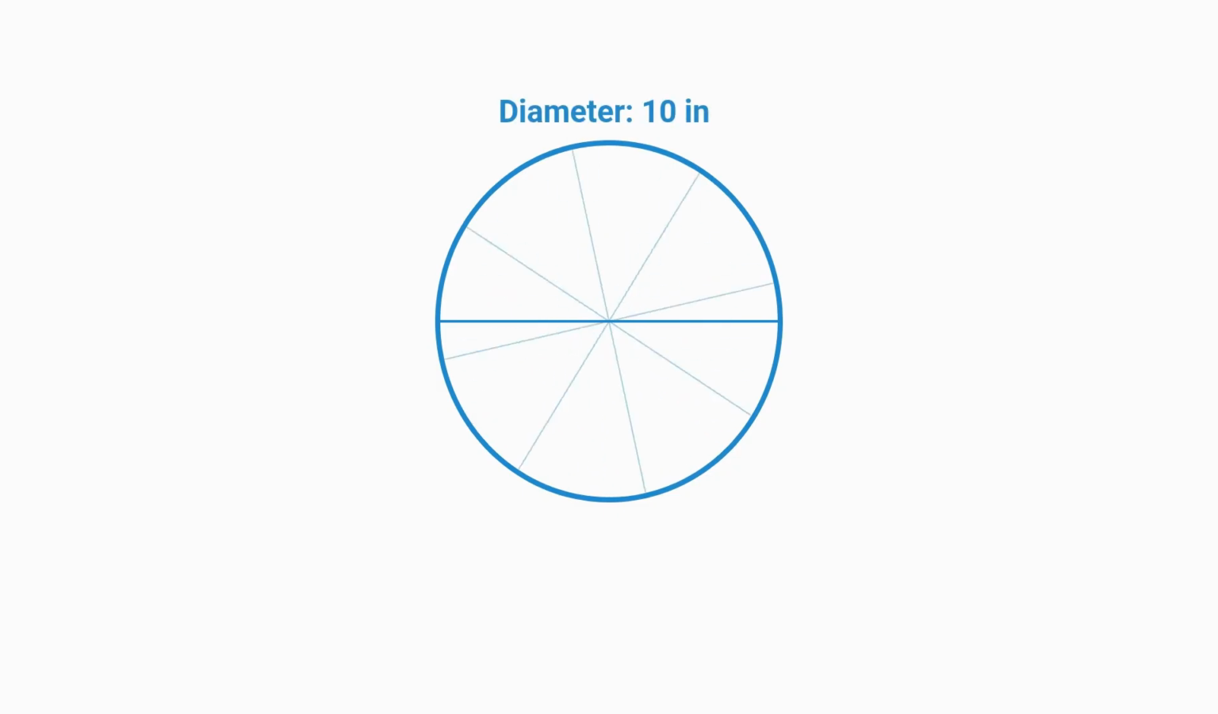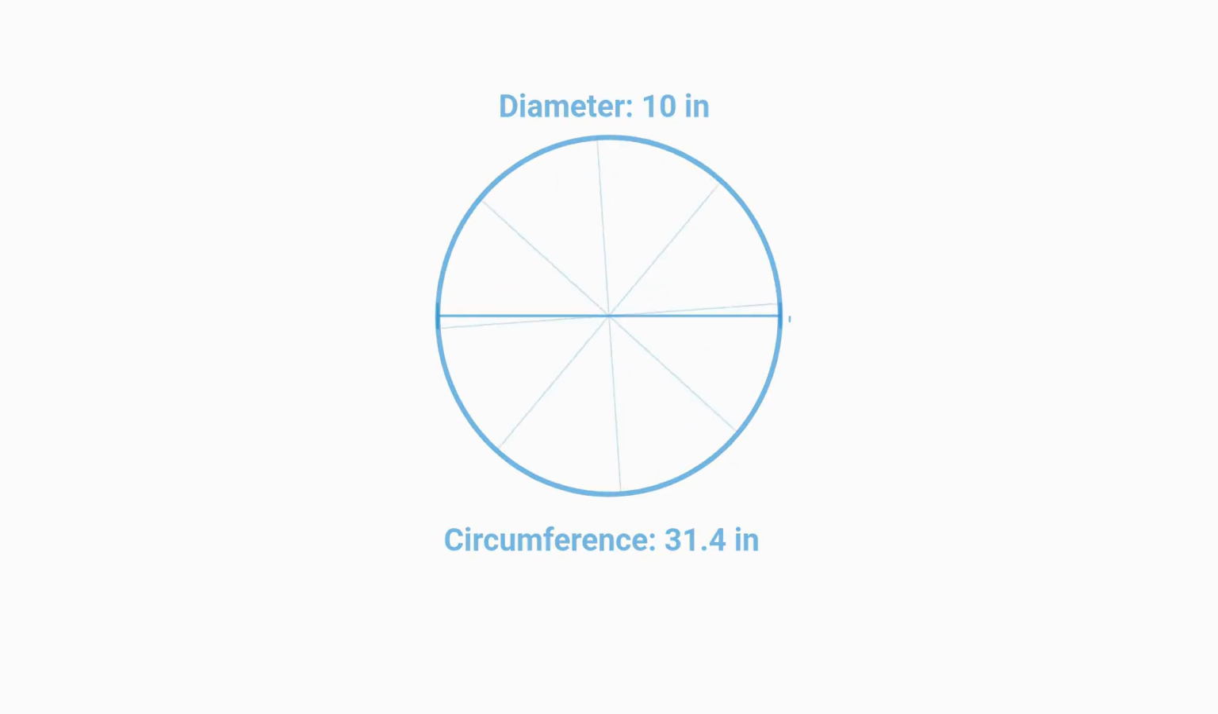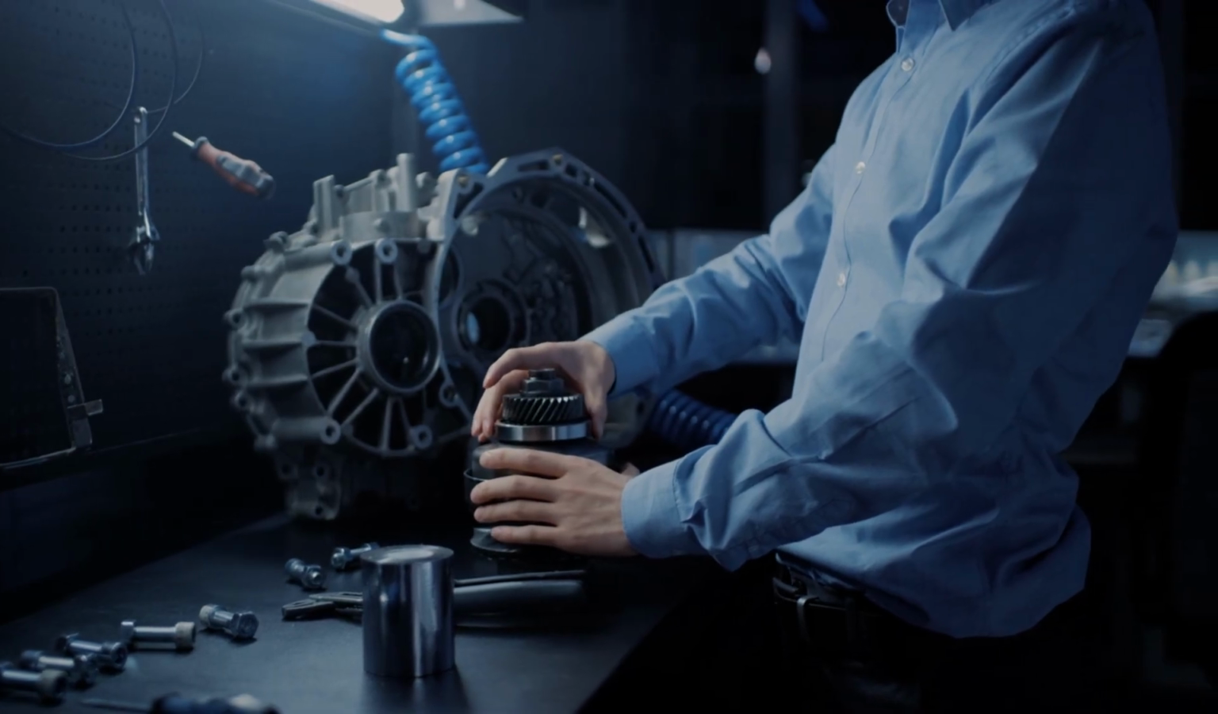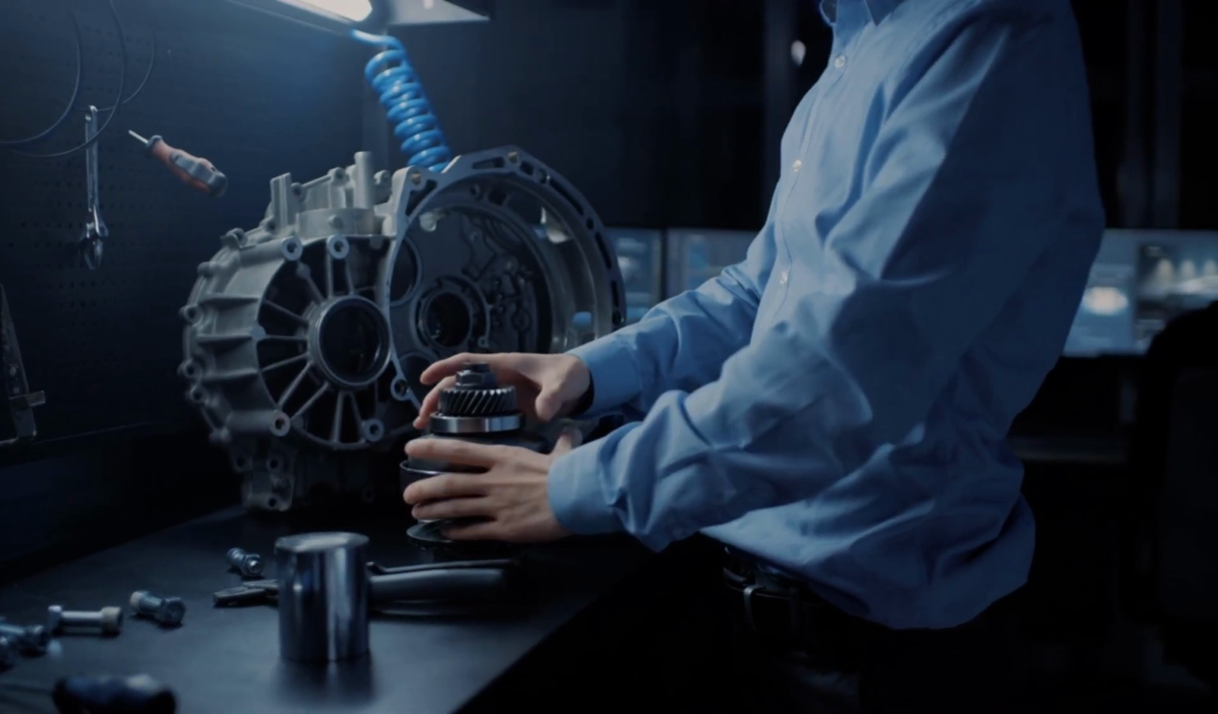The tire circumference is 31.4 inches, calculated from our 10-inch diameter. This calculator helps engineers verify drivetrain configurations before implementation.